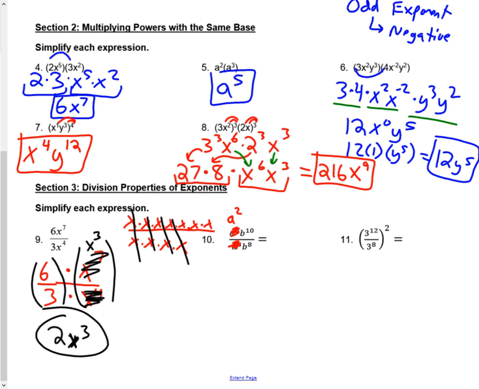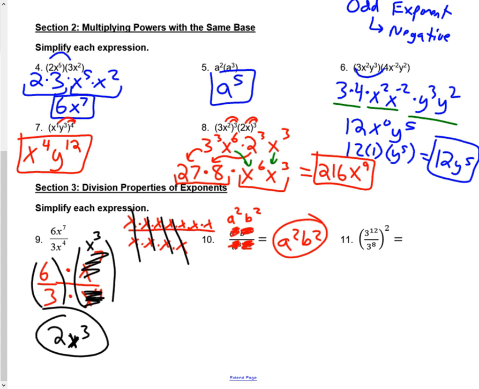B's, we have 8 on the bottom and 10 on top, so we can cancel out 8 on the bottom and 8 on the top, and you're left with 2 on the top. 10 minus 8 is 2. So you end up with just a squared, b squared, nothing on the bottom.